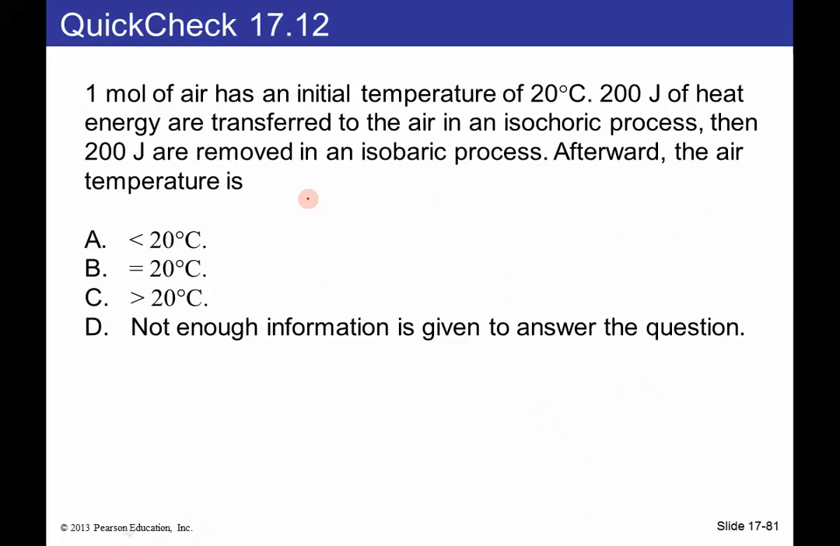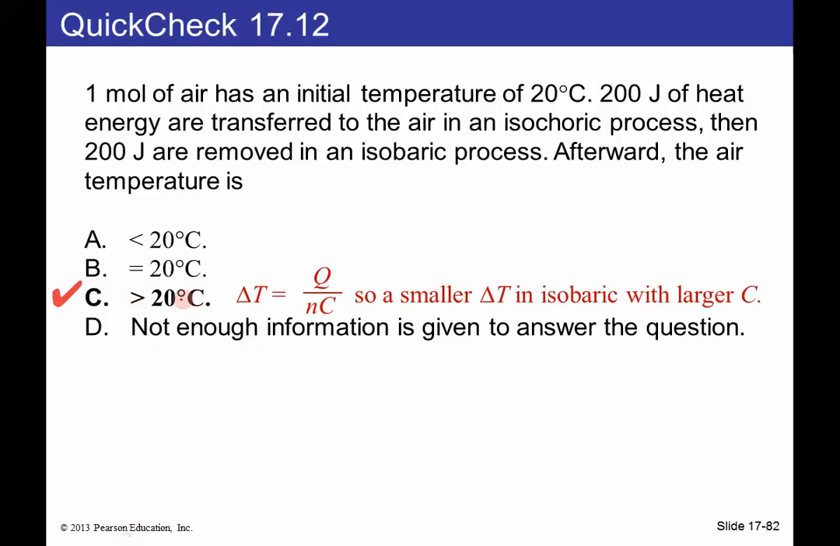Okay, so we have a question here. We have 1 mole of air at an initial temperature of 20 degrees Celsius. Then I add 200 joules of heat in an isochoric process, at constant volume, and then remove 200 joules of heat in an isobaric process. What is the final temperature? Is it less than 20 degrees, equal to 20 degrees, more than 20 degrees, or not enough information? Take a minute to answer the question. And it is more than 20 degrees.